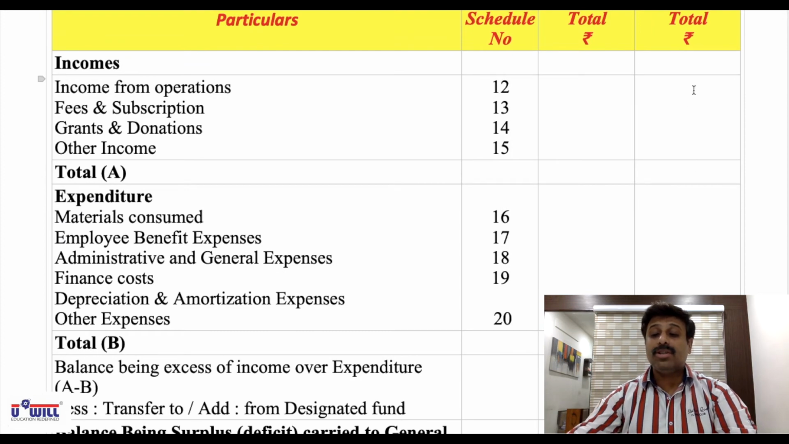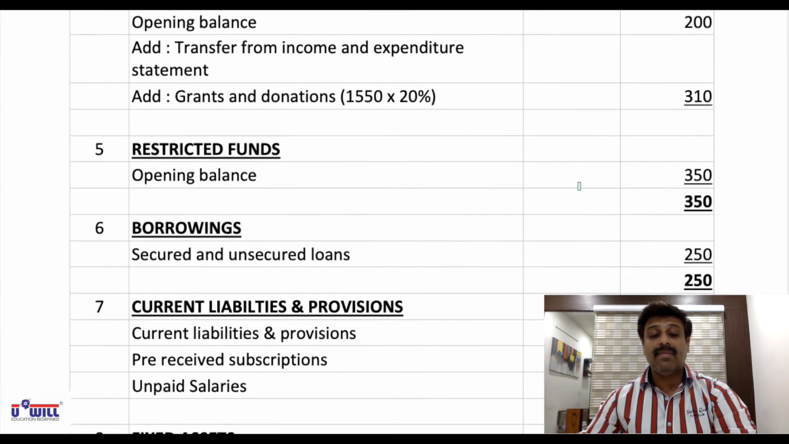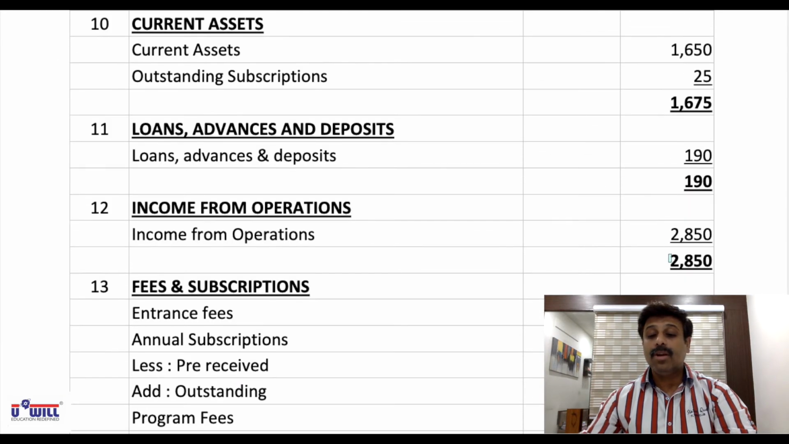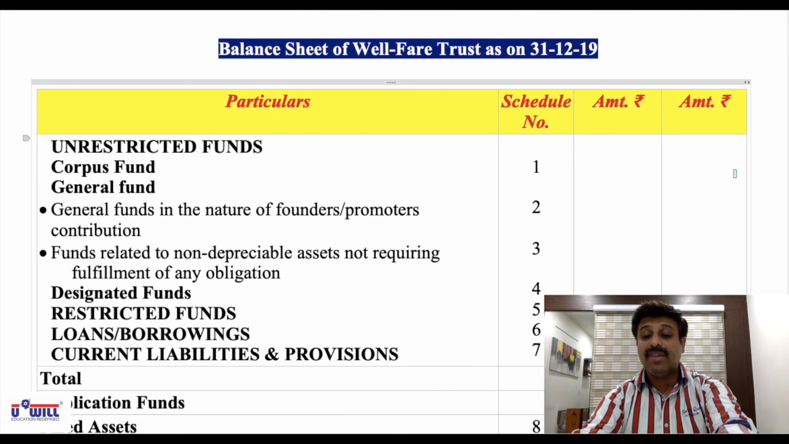Income from operations. Now we have done this working. So schedule number 12. Income from operations, we got how much? 2850. Okay, or if we do income from operations 2850.